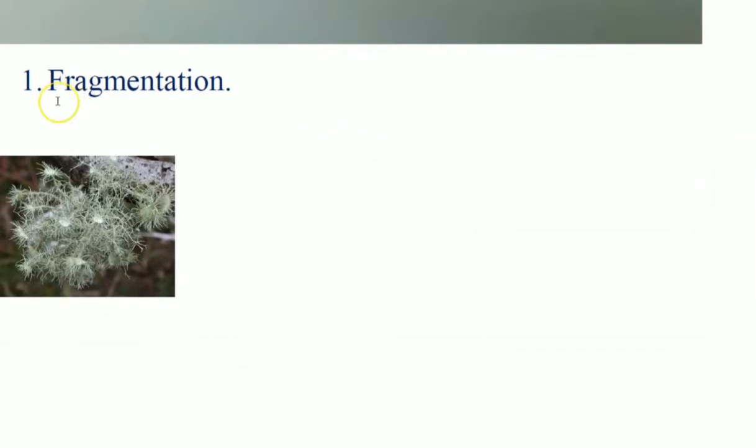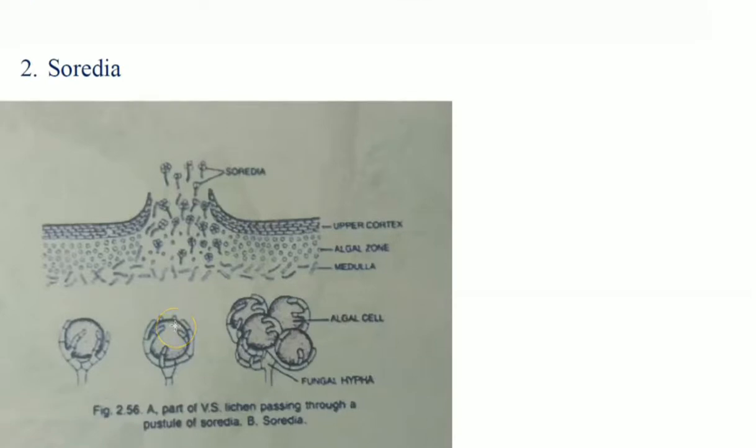The first one is fragmentation, a vegetative or asexual reproduction. Fragmentation means when a part of the lichen breaks off from the parent lichen, and this broken or cut part grows into a new plant. This type of reproduction is called fragmentation. In this type, when the lichen becomes old, the body is divided into many parts, and each part can grow into a new lichen. This is called fragmentation.